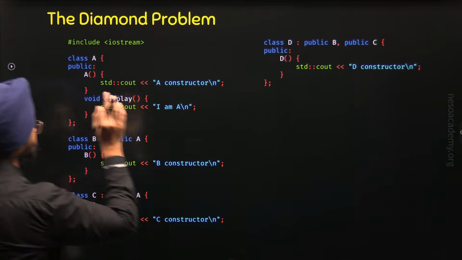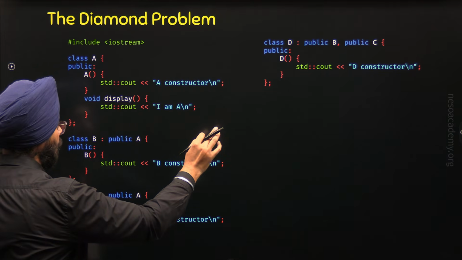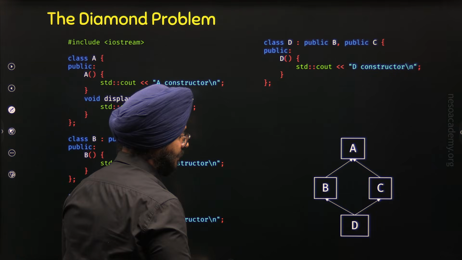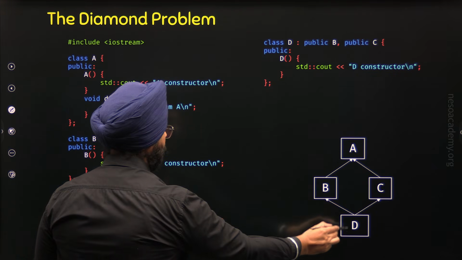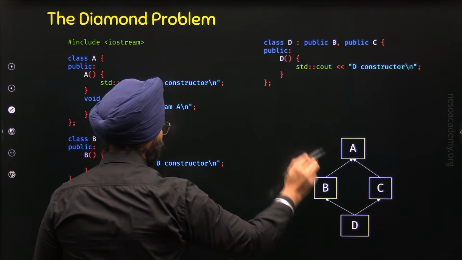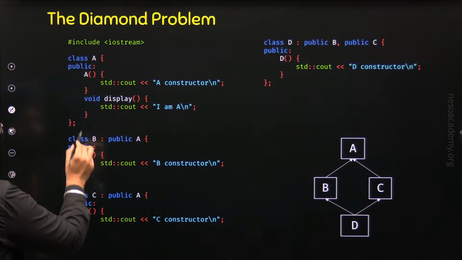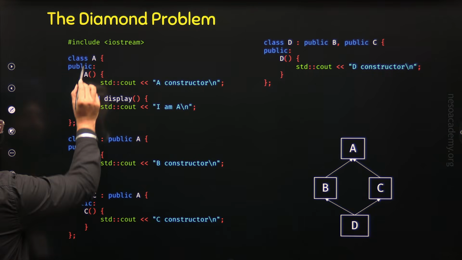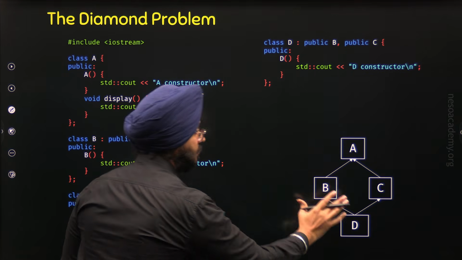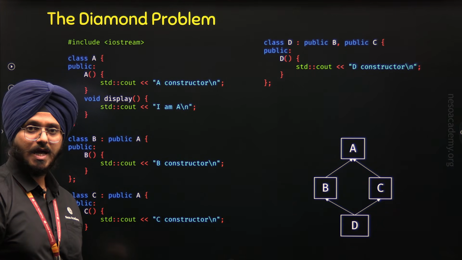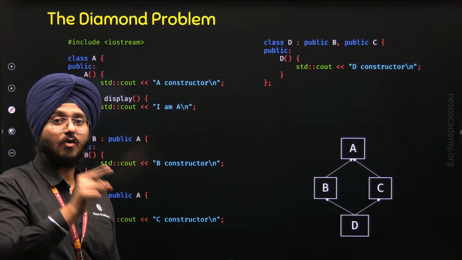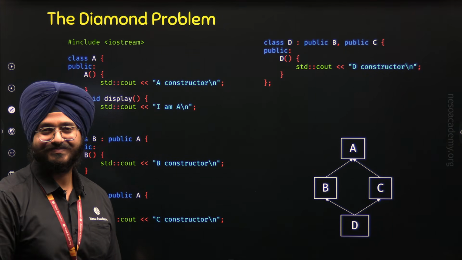Now if we observe these classes carefully, we will get a diamond-like structure which looks like this. Here we know class D is inheriting from both these classes B and C. Also, we can observe both these classes B and C are inheriting from the same class A. So, we are getting a diamond-like structure. Now, this structure causes a problem, which is what we call the diamond problem.